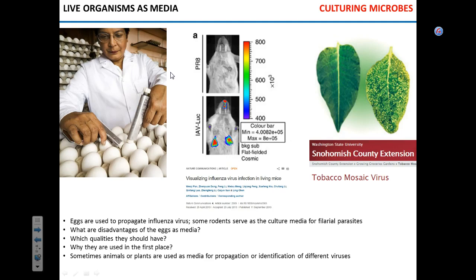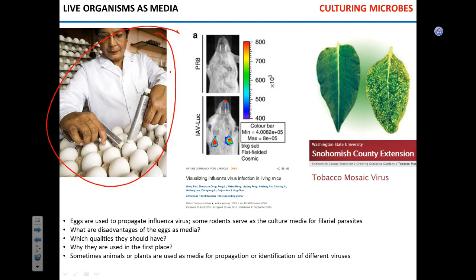So one of them is pretty well known, eggs. Here, this lady is inoculating eggs for the growth of influenza virus. Eggs are used less and less for the propagation of human viruses, specifically influenza virus, for several big, pretty important reasons.